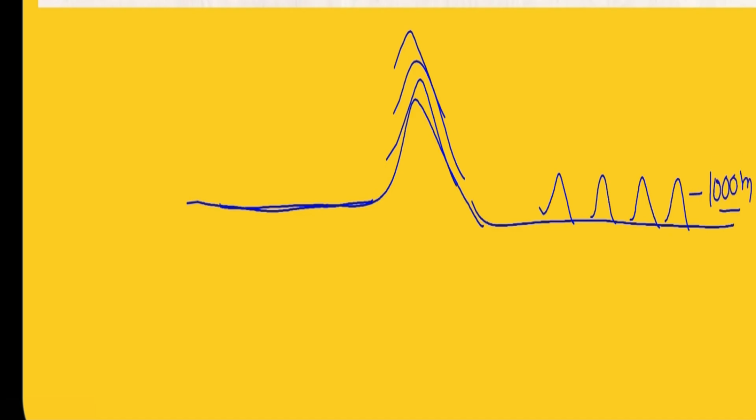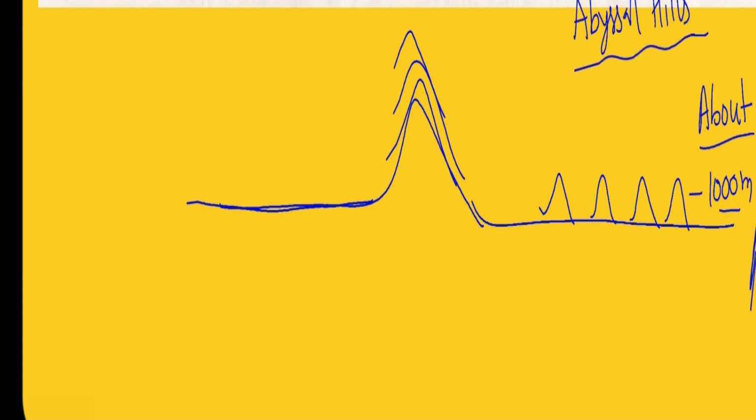Around 1000, or better to say about 1000 meter. If the height is about 1000 meter, it is known as abyssal hills. And this side is the deepest part of the ocean, the oceanic trench. So it lies between the oceanic trench and the oceanic ridge.